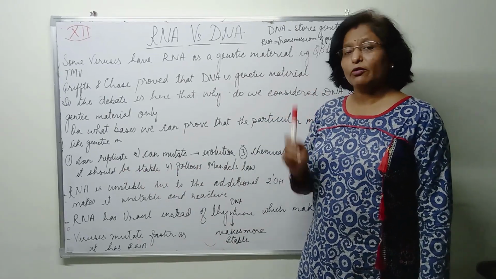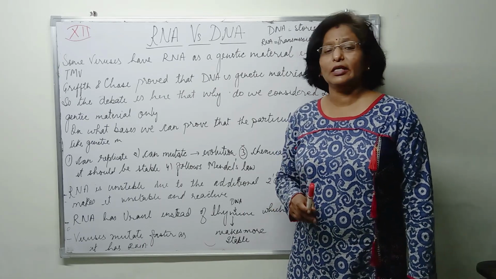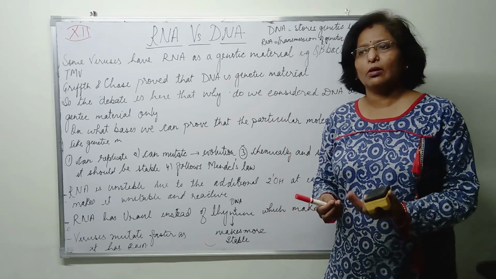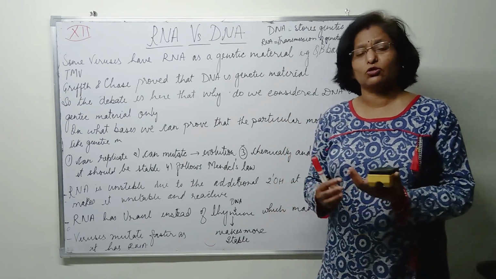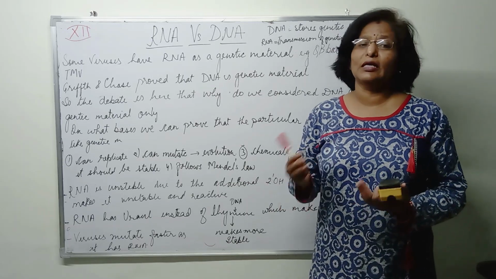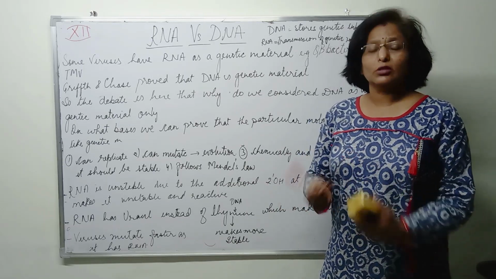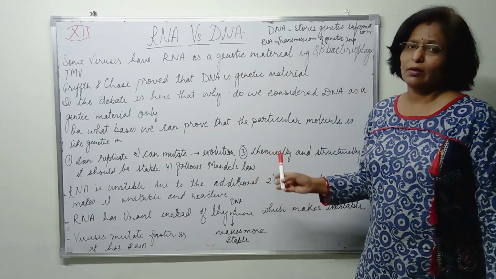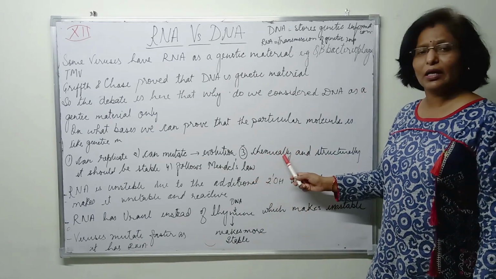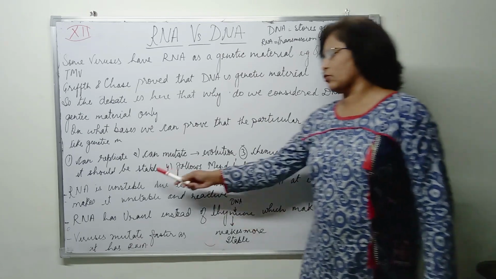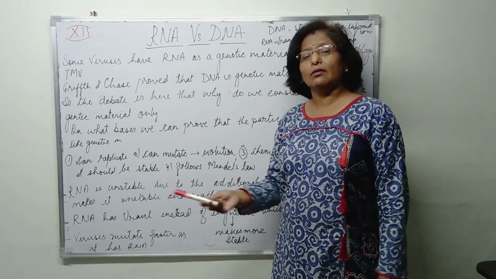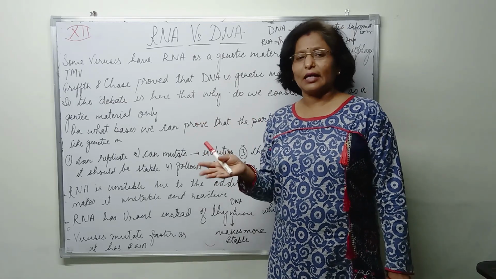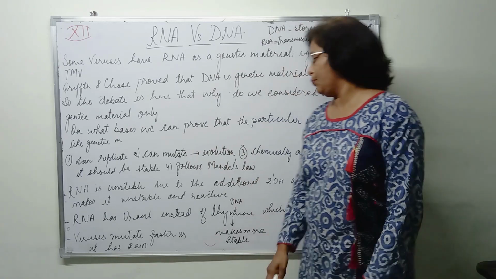The particular molecule has the ability to remain as such when there is extreme heat or extreme temperature, so that it is not denatured or does not lose its property. This criterion should be present in that molecule: chemically and structurally it should be stable, even in adverse environmental conditions.